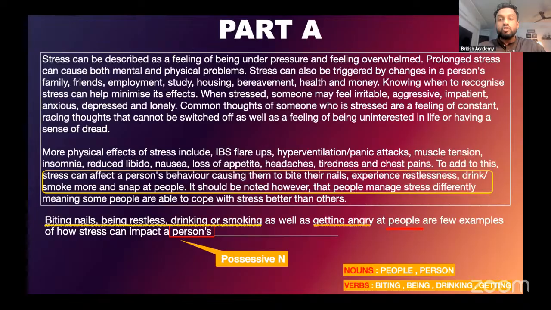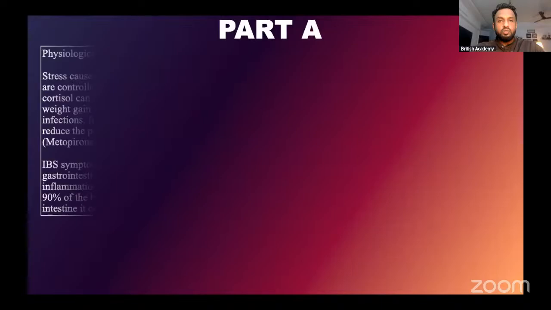So if you read that, it should be noted. However, people manage stress differently. Now, my keyword was what? Stress can impact a person's. Impact, the other word for impact is affect. So the answer over here is stress can affect a person's behavior. So the correct answer over here is behavior. Very good. Wonderful. You guys are doing so good.